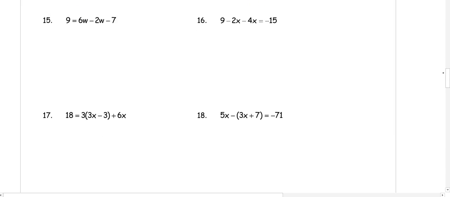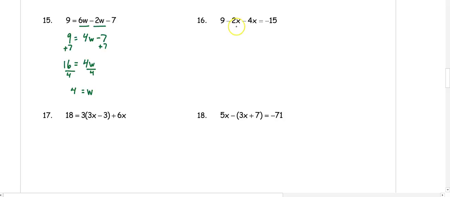Number 15, notice that there's two terms with the same variable, so we're going to combine them. Be careful combining like terms. When they are on the same side of the equal sign, you keep those signs when you're combining them. So we have 9 equals 6 minus 2 is 4w minus 7. So to solve for w, my first step then is to add 7 to both sides because it was being subtracted. 16 equals 4w. The next step to get w by itself is to divide by 4 on both sides. So w equals 4.